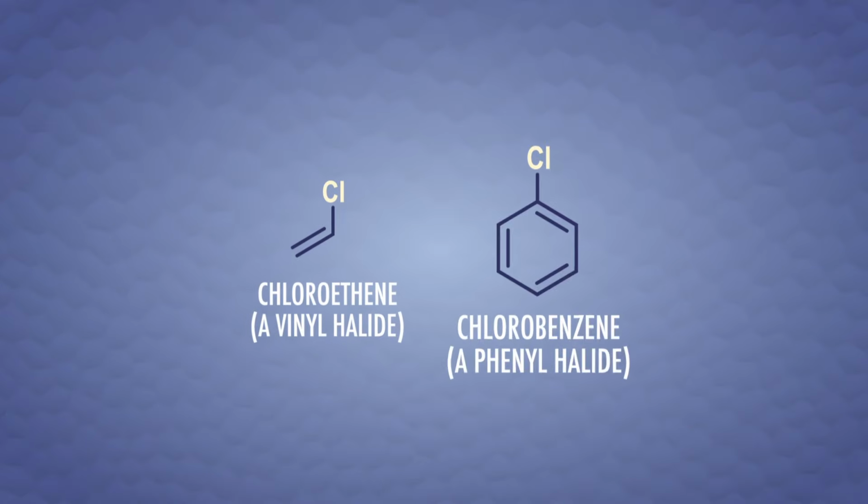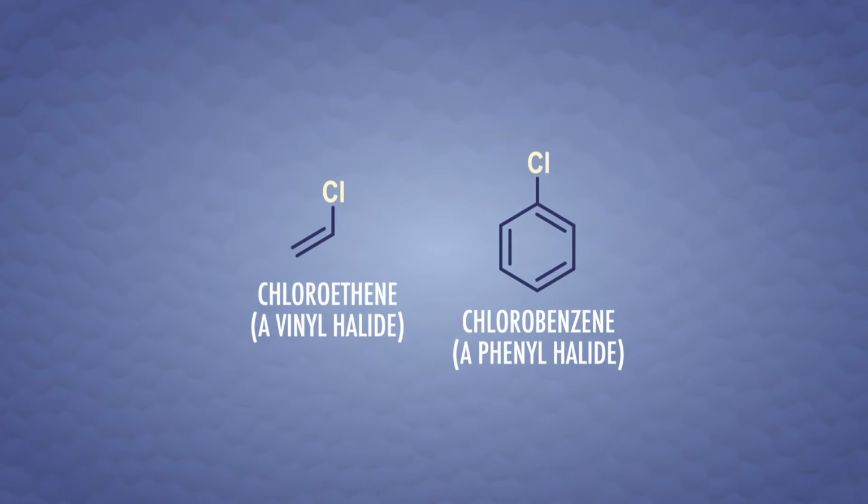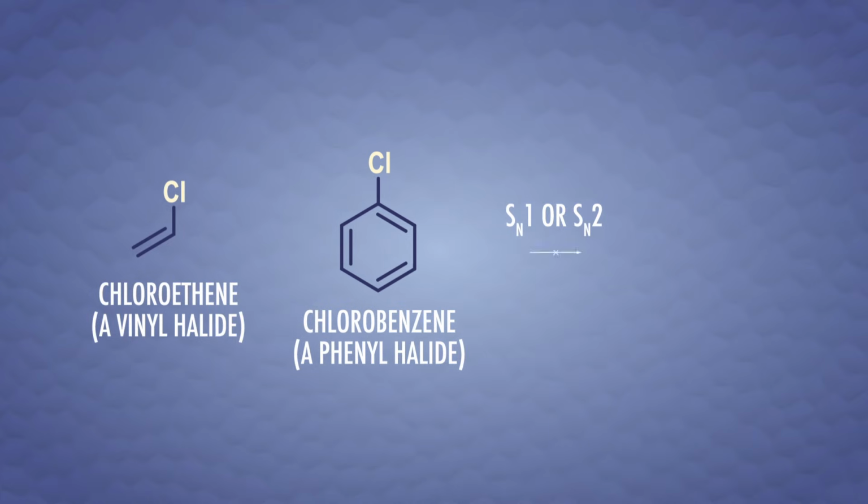We also have substrates like perc, chloroethene, or chlorobenzene, where the leaving group is directly attached to a double bond. Substitution by SN1 or SN2 doesn't happen at all. The sp2 geometry is all wrong for SN2 backside attack, and SN1 is pretty unfavorable too, because the vinyl or phenyl carbocations that would have to form are high energy.